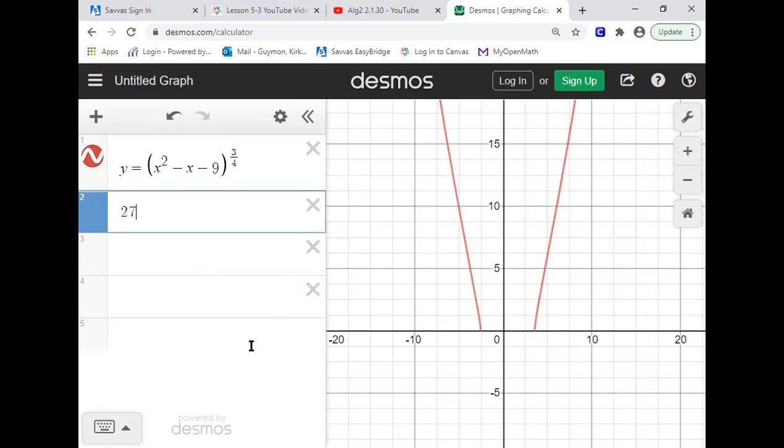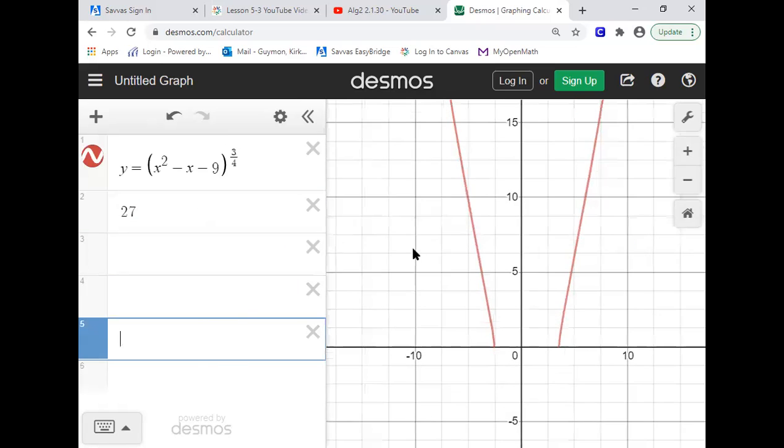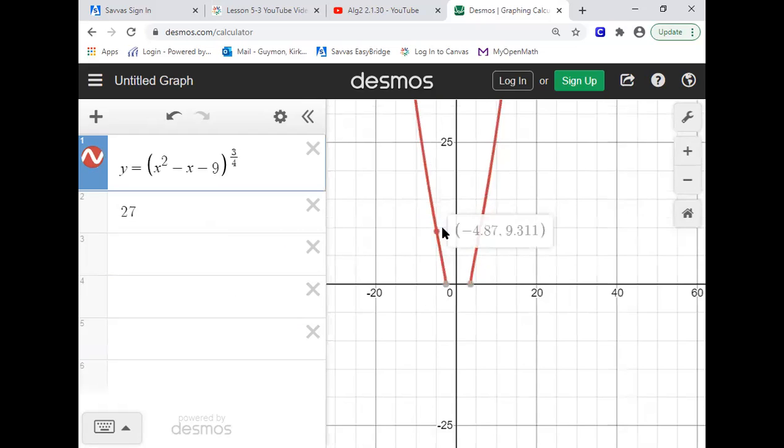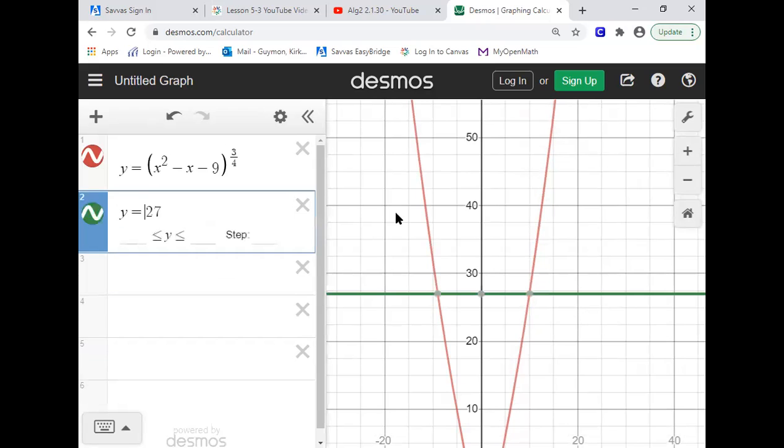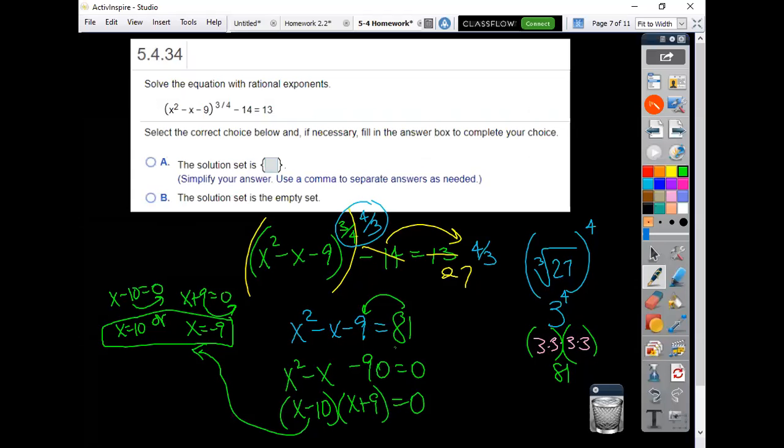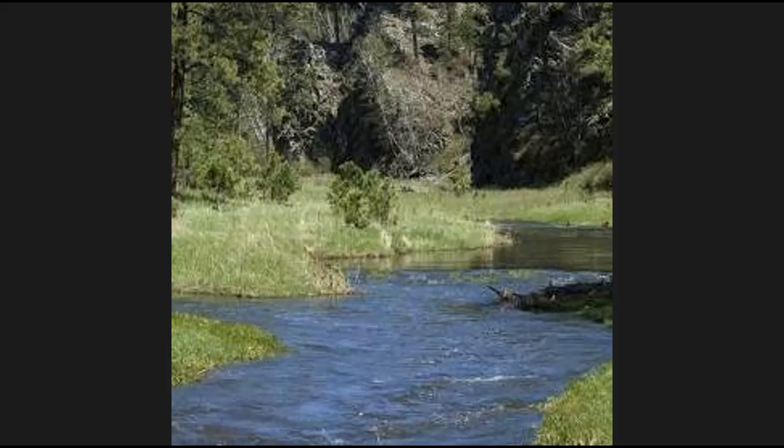So looking for our solutions here, if I get up there where I can see the 27, it does indeed look like it probably has, oops, I didn't put a y equals 27. So my two solutions are negative 9 for the x and a positive 10. And if I'm not mistaken, that's what we came up with for our solution there. So that must be correct.